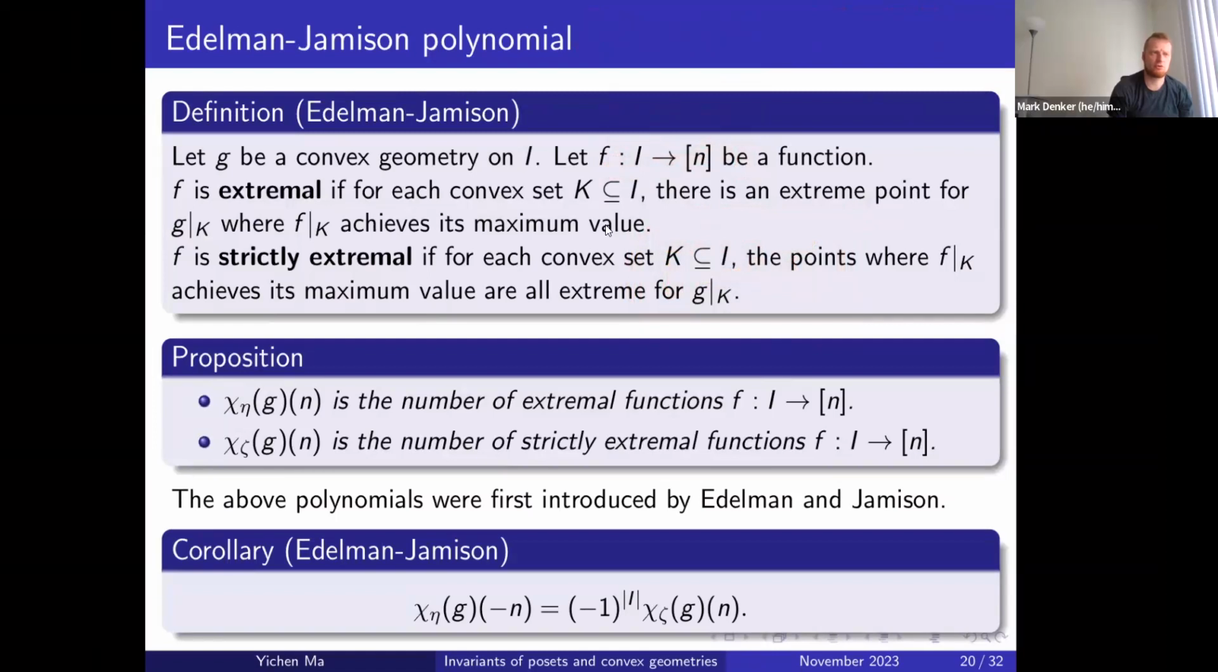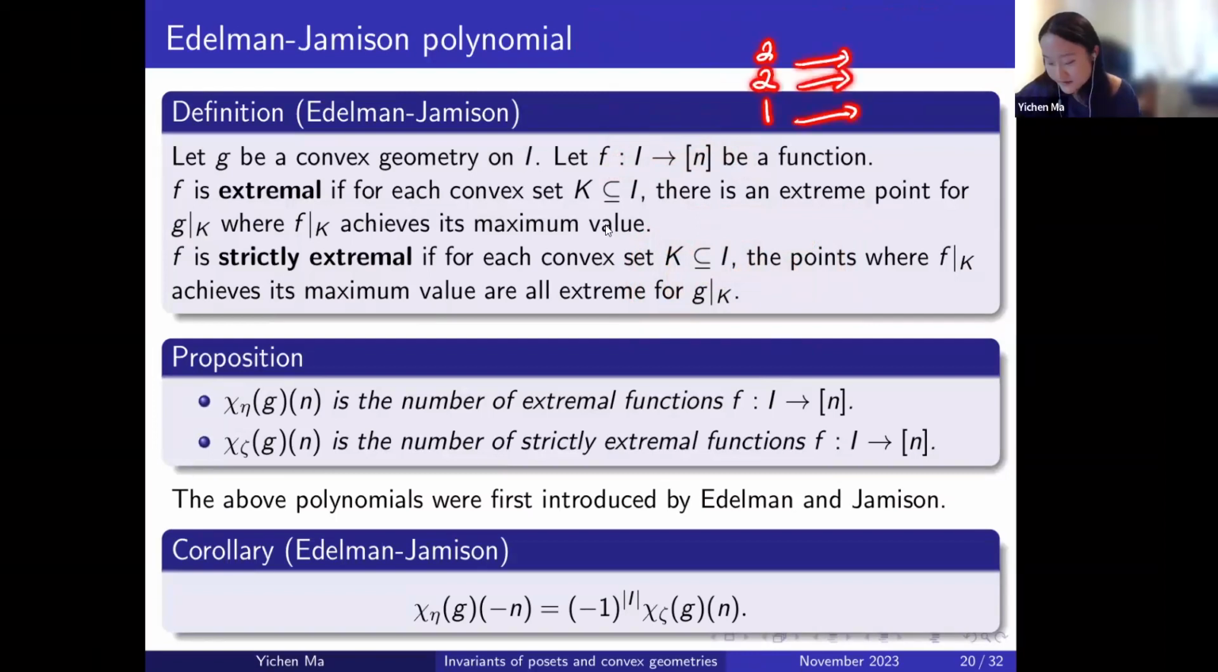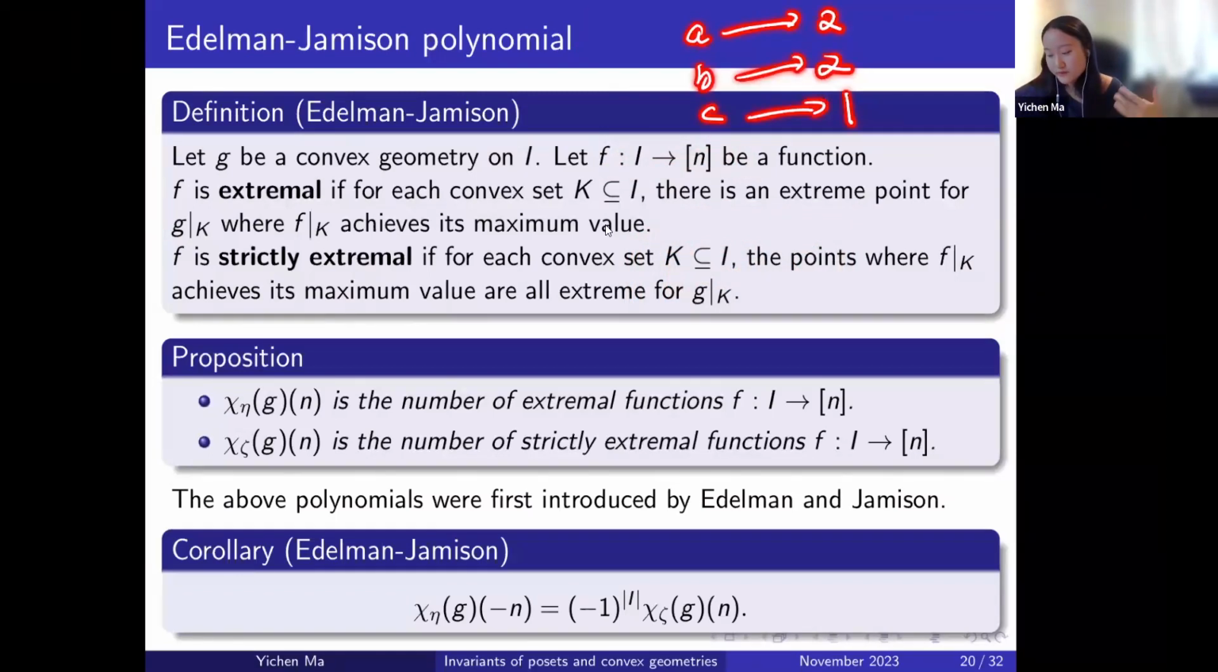Would the function 2, 2, 1 be extremal but not strictly extremal? Let's see. Yes, okay. I think that's a good example. So let A go to 2, B go to 2, and C go to 1. Yes, because then B reaches its maximum value, but B is not extreme. Yes, thank you. So this is an example where f is extremal but not strictly extremal.